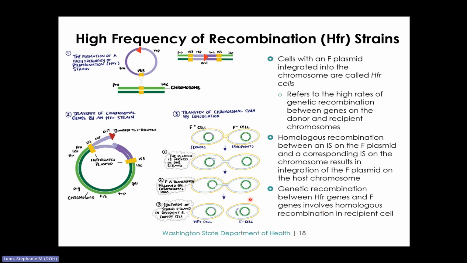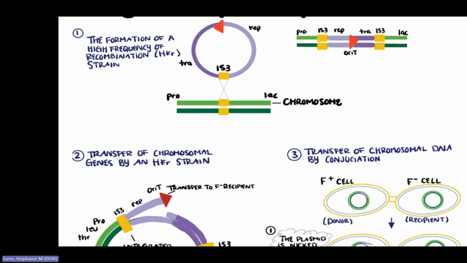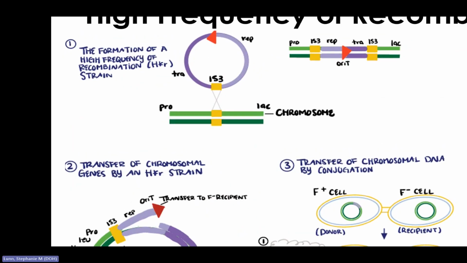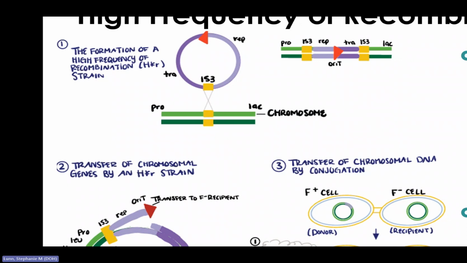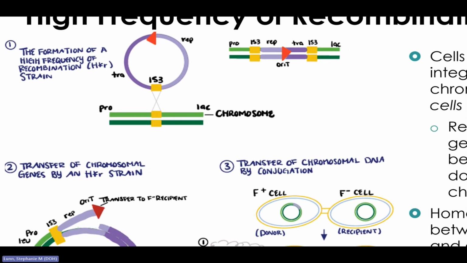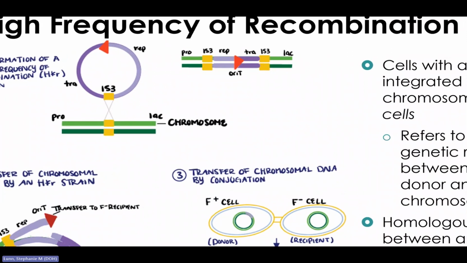A high frequency of recombination cell is usually formed when homologous recombination occurs between an insertion sequence on the F plasmid and a corresponding insertion sequence on the chromosome, as shown here in this figure. So we see an insertion sequence here represented by the yellow box on the plasmid, which is represented in purple, and then also a corresponding insertion sequence here on the chromosome. And so as a result, the F plasmid can become integrated into the host chromosome, which we see here.